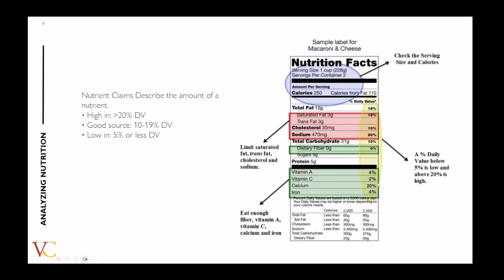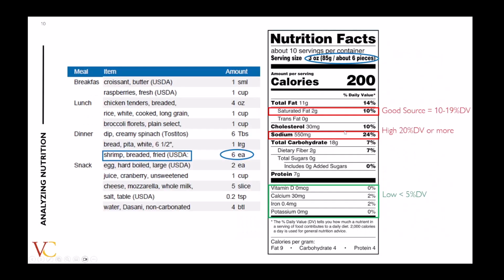Alternatively, calcium is also 20% daily value, indicating that one serving of macaroni and cheese is high in calcium. This nutrient is in the eat enough group, so having a high amount of calcium is a good thing.